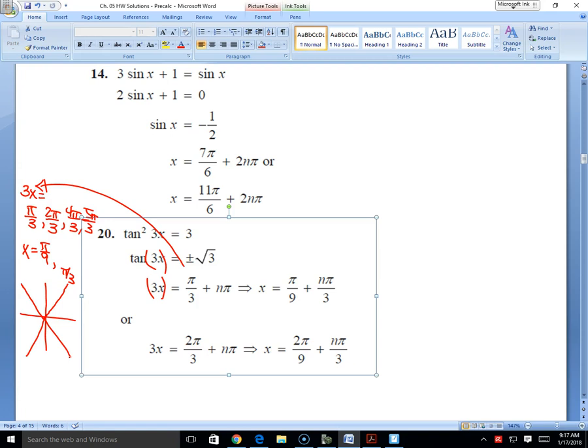And then they went ahead and divided everybody by 3. And that's how they got pi over 9 and then pi n over 3 or n pi over 3. Doesn't matter the order. Divide everybody by 3 and you end up with pi n over 3 or n pi over 3. But just in case, you could have also written this instead. You could have also had pi over 3 plus 2 pi n, everybody divided by 3.